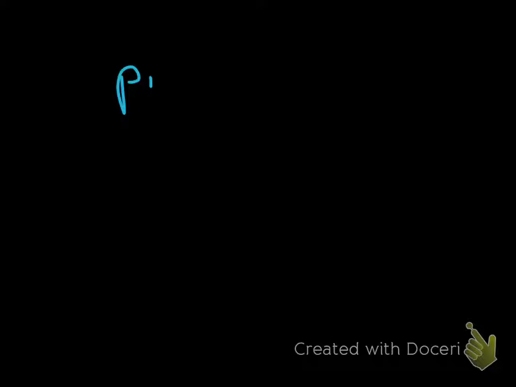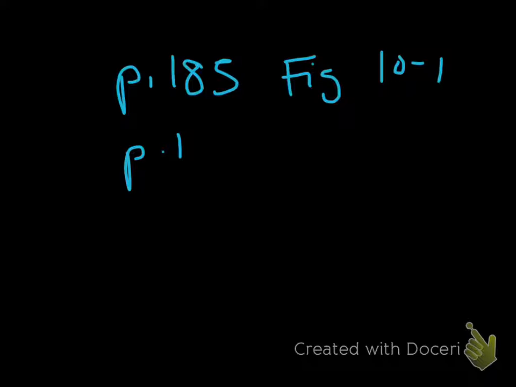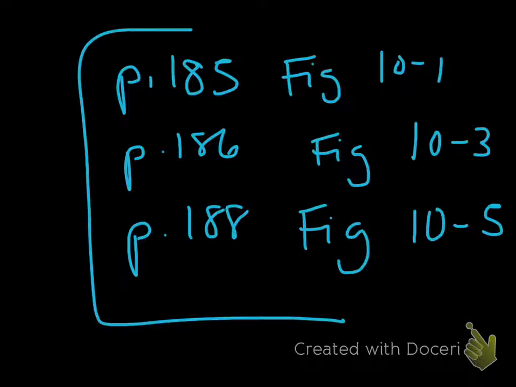On page 185 in your book is figure 10-1. We've got page 186, figure 10-3. Okay, you've got pages 185, 186, 188. There are 3 pictures there, figure 10-1, 10-3, 10-5. They are pictures in your textbook.